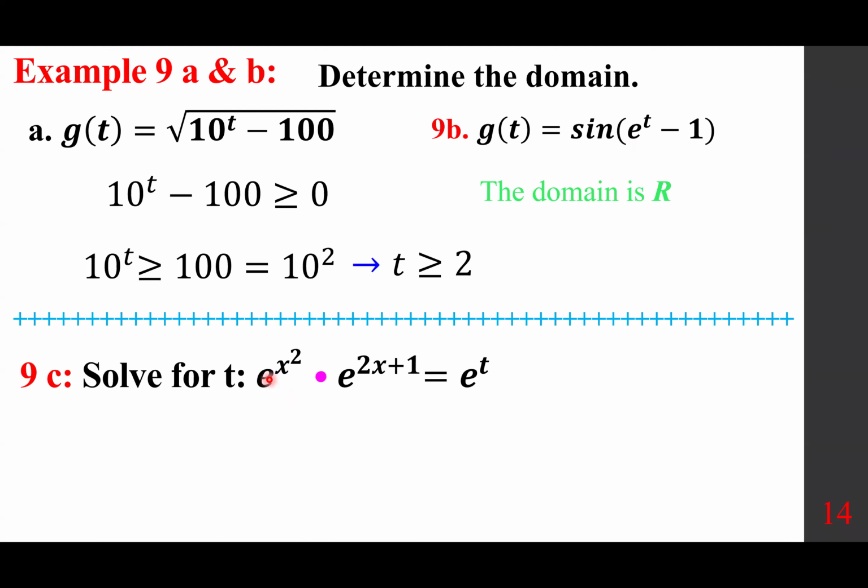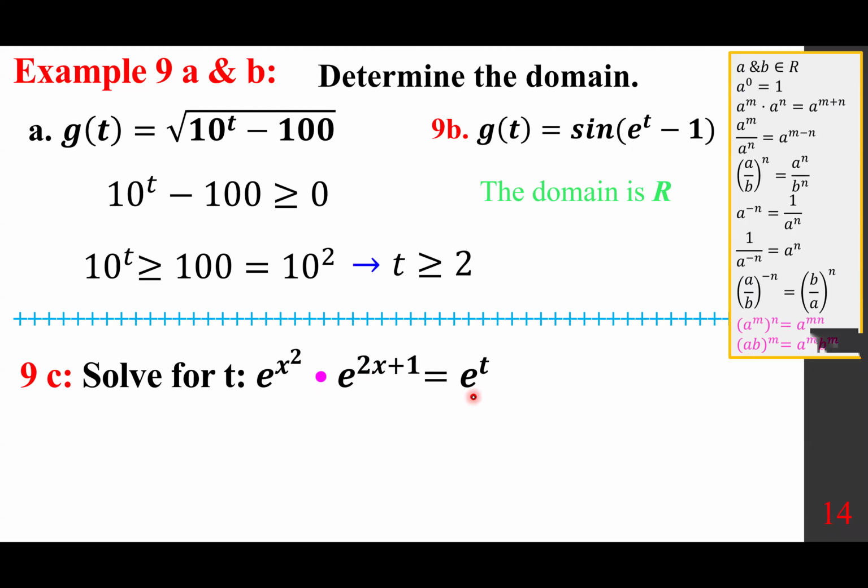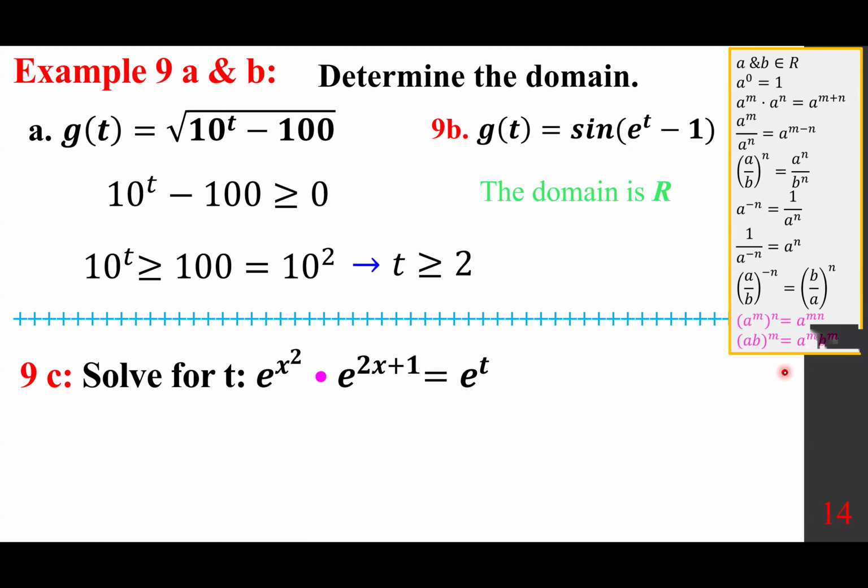Solve for t where e to the power of x squared times e to the power of 2x plus 1 equals e to the power of t. Well, we are going to use the exponential rules, reminding everyone of everything that was mentioned before, and we are going to use the product rule. According to the product rule, on the left side, since the base is e, just add up the exponents. So we are using the product rule, everybody.